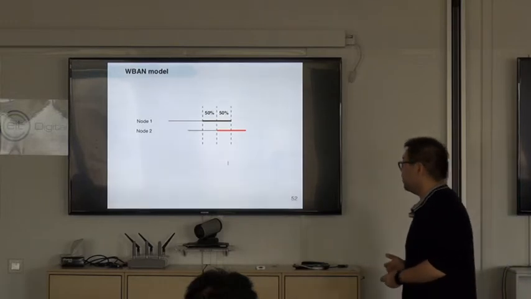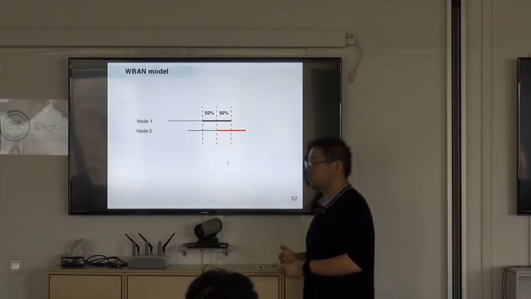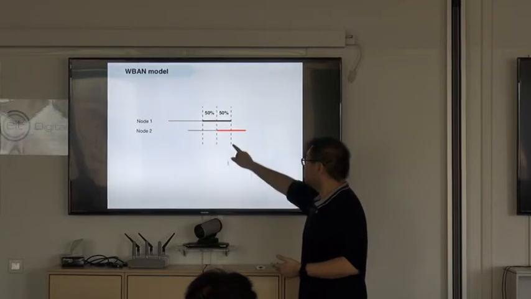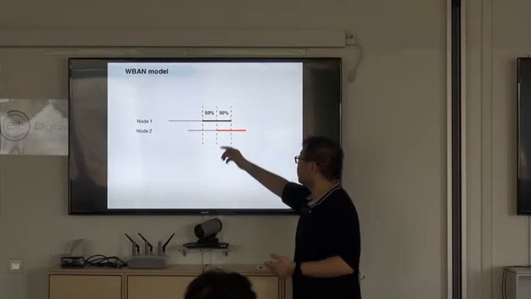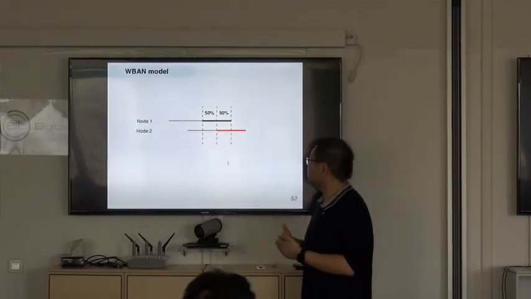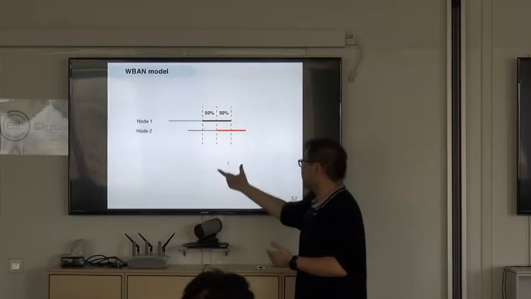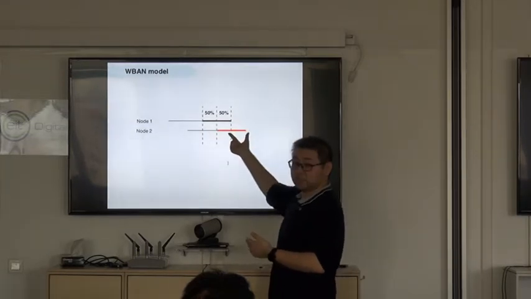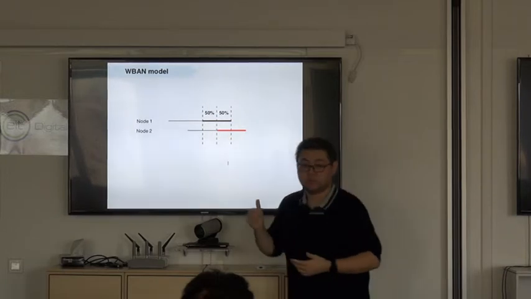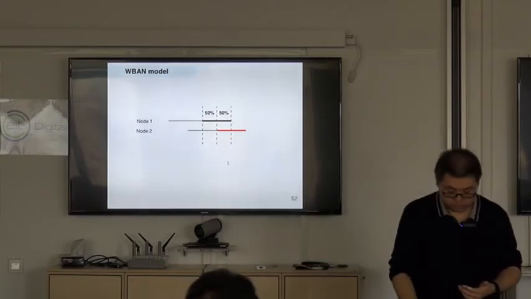And also we assume that if there's a collision between 2 transmissions, the percentage of overlapping is 50%. We can have 100%, we can have 1%, but we take the average value, so 50%.